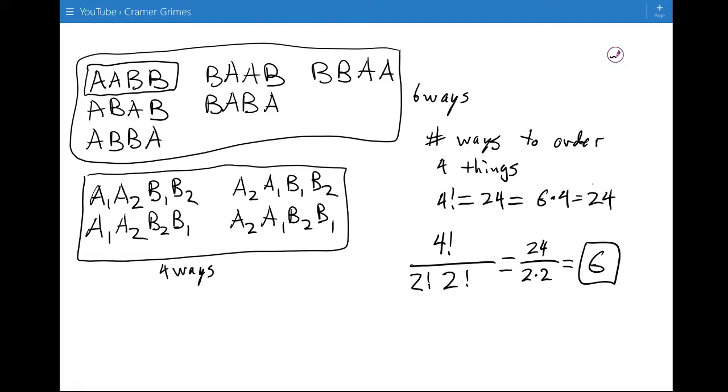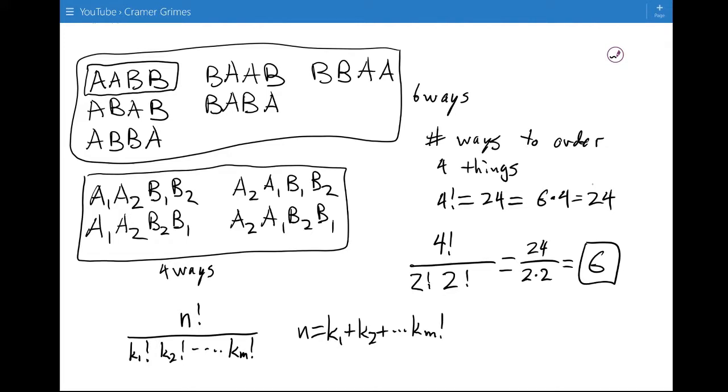And to do any sort of distinguishable permutation, distinguishable arrangements, it simply is n factorial all over, say, k1 factorial, k2 factorial, and so on and so forth, until we get to km factorial, where each of the k's would be the number of that particular indistinguishable object. And one thing to note here is that if you add up all of the k's, they need to add up to the total number of objects. Okay?